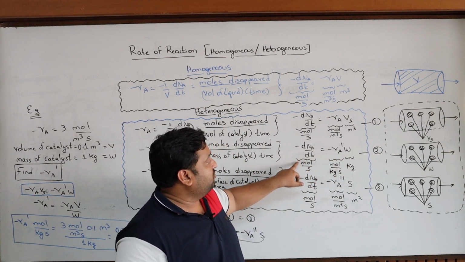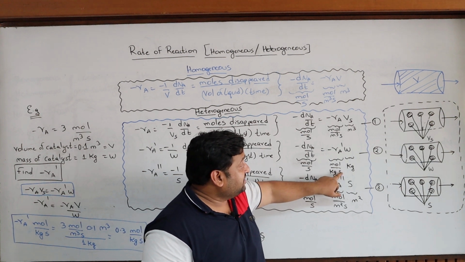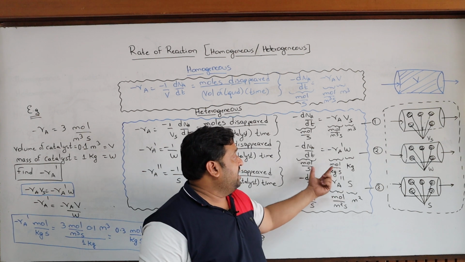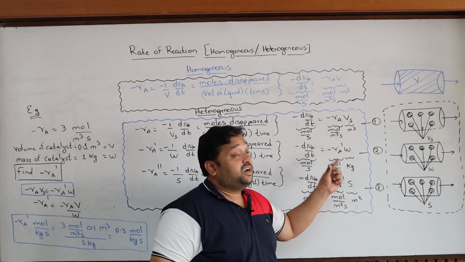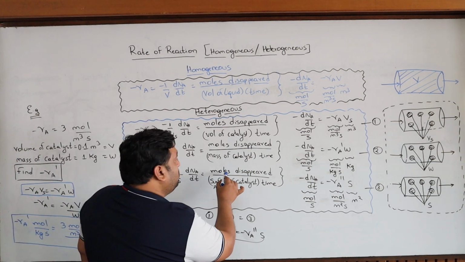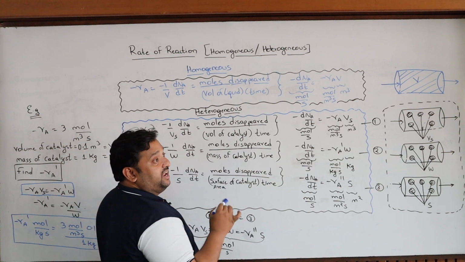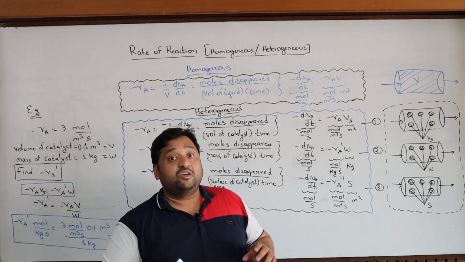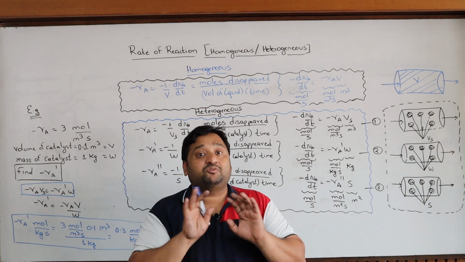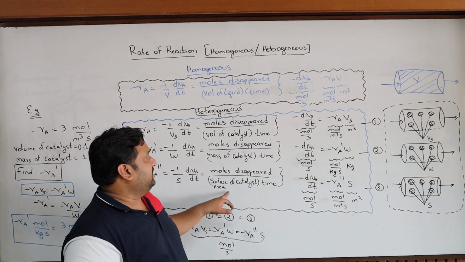What is dNA by dt? It is moles per second. Ra dash has the unit of mole per kg per second, and W has the unit of kg. Kg cancels out, and the left hand side is moles per second and the right hand side is also moles per second. When you talk about Ra double dash, that means moles of A disappeared per surface area of the catalyst per time. That means how much moles of A disappeared with every meter square surface area of the catalyst every second. Okay, that is this definition.